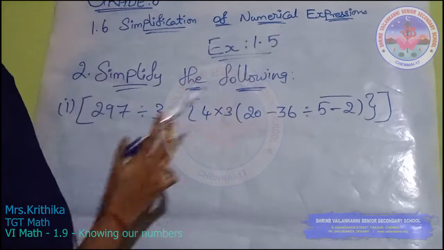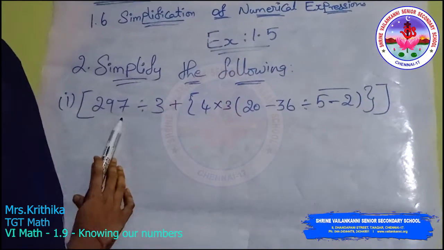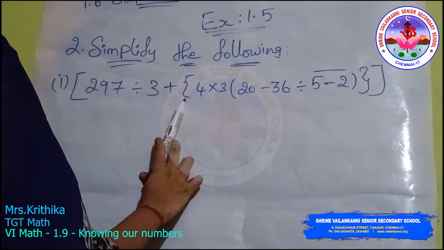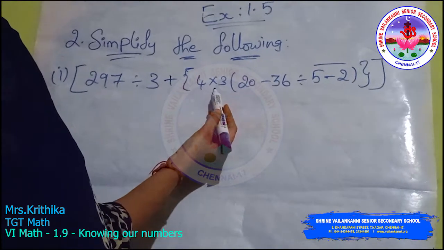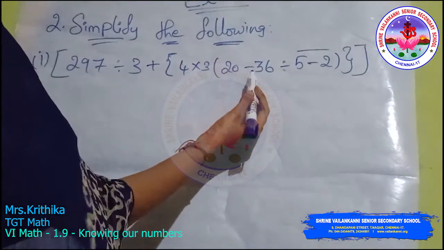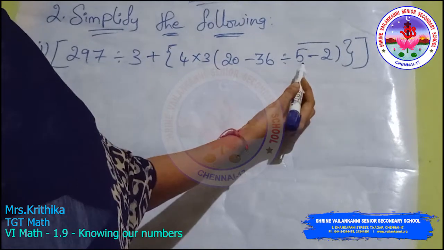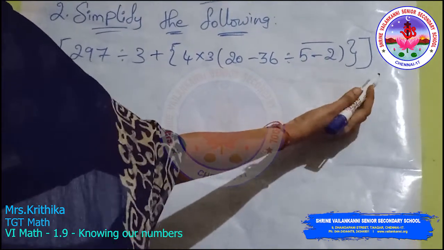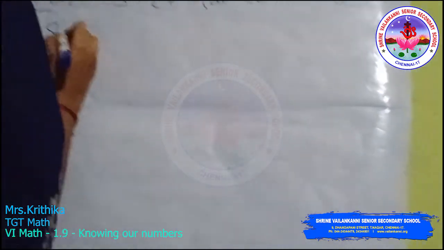Question. Simplify the following. 297 ÷ 3 + {4 × 3 × [20 − 36 ÷ (5 − 2)]}. Close all the brackets. Solution.